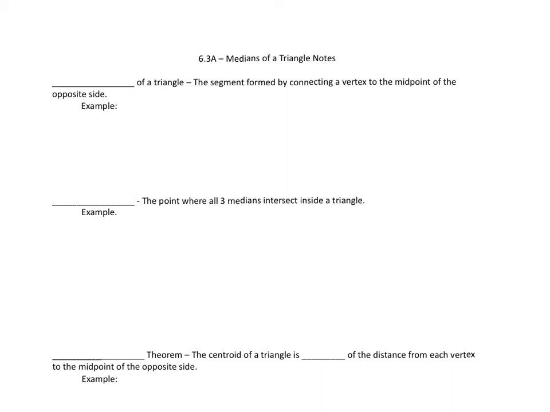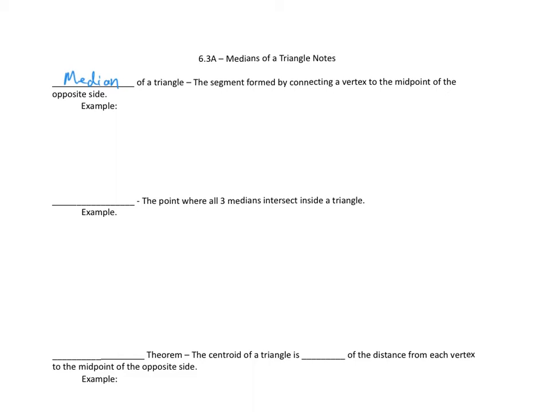Okay, so yesterday we talked about angle bisectors. Well, today, what if the bisector is not perpendicular? This is where we talk about medians. So, a median of a triangle is the segment formed by connecting the vertex to the midpoint of the opposite side.